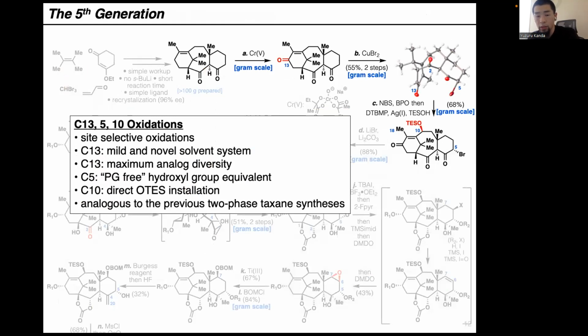So in summary, we achieved early stage oxidations with perfect regioselectivity despite the presence of many oxidizable CH bonds in the molecule. We also minimized the number of protecting groups, which shaved off many steps from our total synthesis and maximized the material throughput. And I would like to emphasize that the oxidation choreography was analogous to our previous two taxane natural product syntheses as well as biosynthesis.